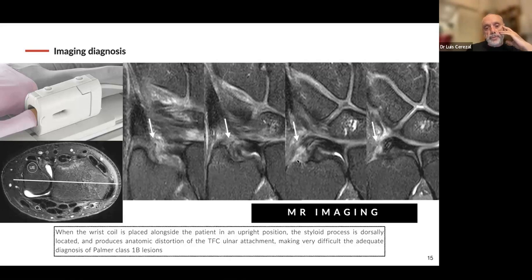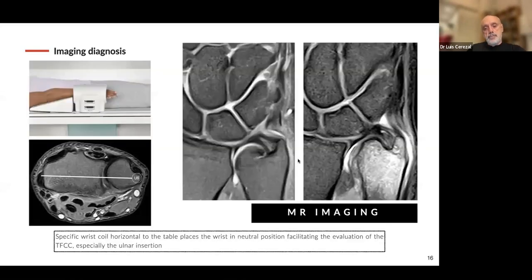This is a completely normal patient. This is a real common problem, and it is very difficult to evaluate the TFC with this position. In this position, what is the solution? The solution is very easy: to perform the study alongside the patient with the coil in horizontal position.